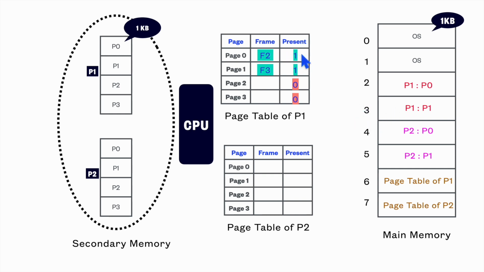And whether this is present or loaded into the main memory? Yes, it is loaded. So this bit will be 1 and this bit will also be 1, and since page 2 and page 3 are not loaded, this bit value will be 0. Similarly, the page table of process 2 will be updated. Pages 0 and 1 are at frames 4 and 5, and the corresponding present bits will be 1, and page 2 and page 3 are not loaded, so this bit will be 0 here. So till this point, I think it is clear.